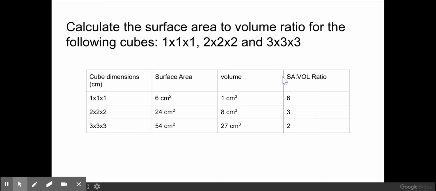And then if you look at the ratio between those, 6 divided by 1, the surface area to volume ratio is 6. 24 divided by 8, you get 3. 54 divided by 27, you get 2. So what is happening as the cubes are getting larger? What happens to the ratio of surface area to volume? It gets smaller, right? So as one increases, the other one decreases.